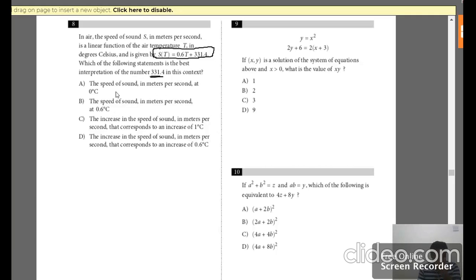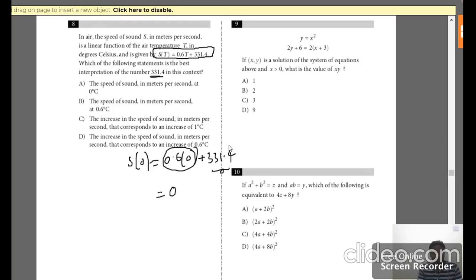So what you have to do is just check. If we look at this question, which is given in the form of a linear function of the air temperature and the speed of sound in meters per second, what we have to find is the speed of sound in meters per second at 0 degrees Celsius. So you just have to replace t with 0 and check what that gives you. Since this is temperature, 0.6 into 0, so 331.4 will be intact, this will be 0.